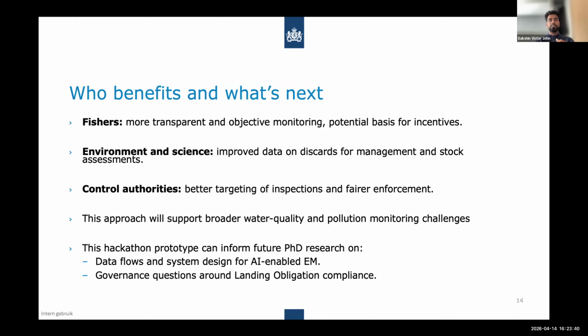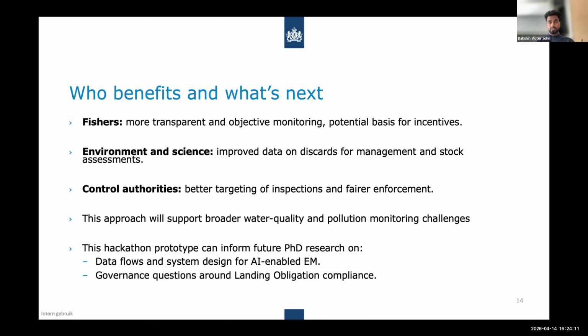Then we also have environment and science, because informed fisheries is mainly based for science, universities, and the environment. And eventually control authorities like us, we just want to keep an eye, make sure that everything is being followed the way it's supposed to be followed, and have fairer enforcement programs and inspections. And eventually we feel that this will lead to broader support for water quality and pollution monitoring challenges.